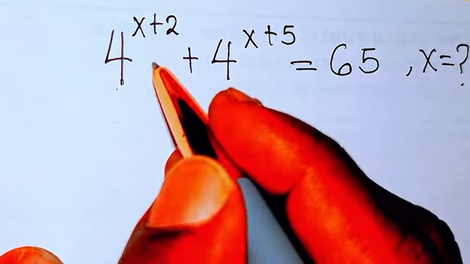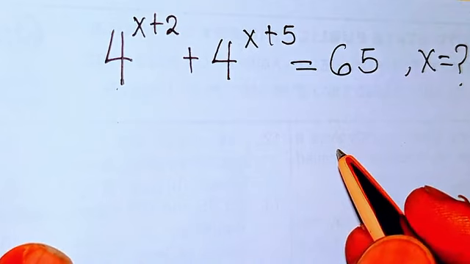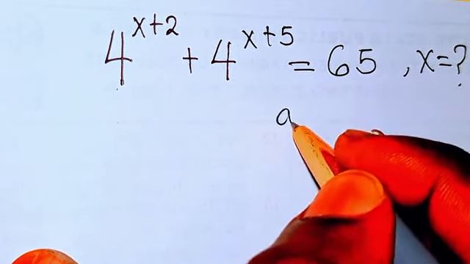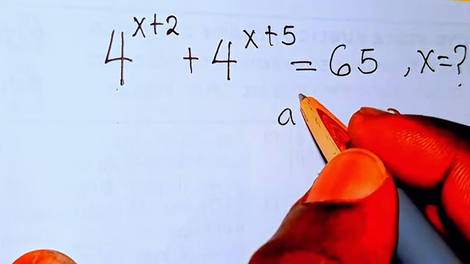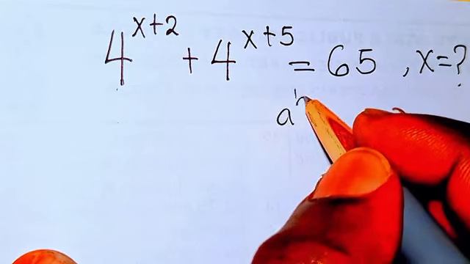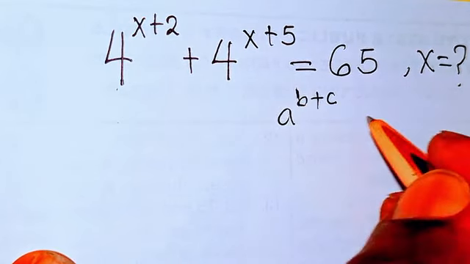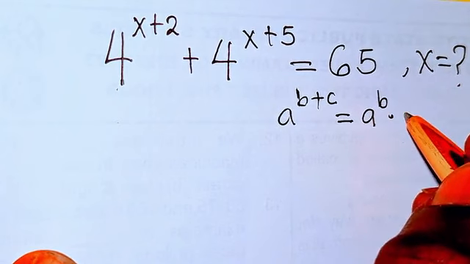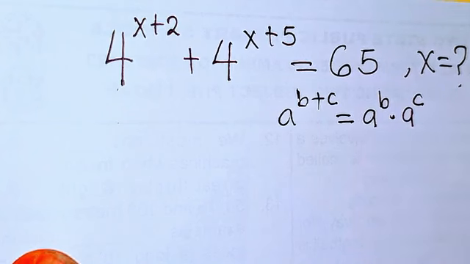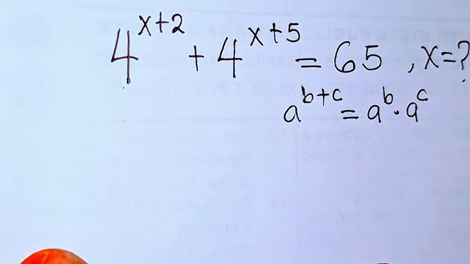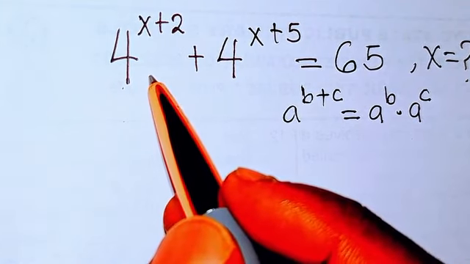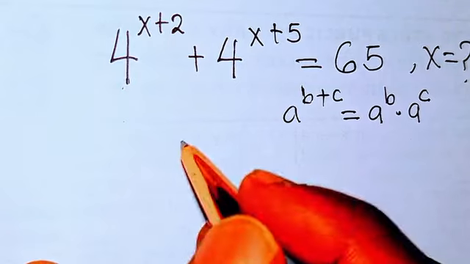So you know that we can actually rewrite this equation from the law of indices that says a to the power of b plus c can be written as a to the power of b multiplied by a to the power of c. So that is what we have from the law of indices. Now we are going to apply this to the first and the second term.